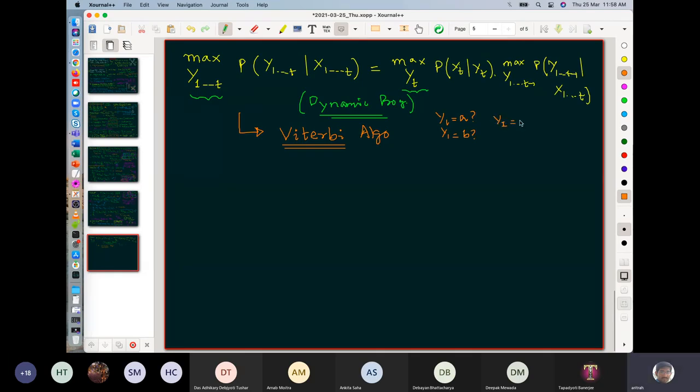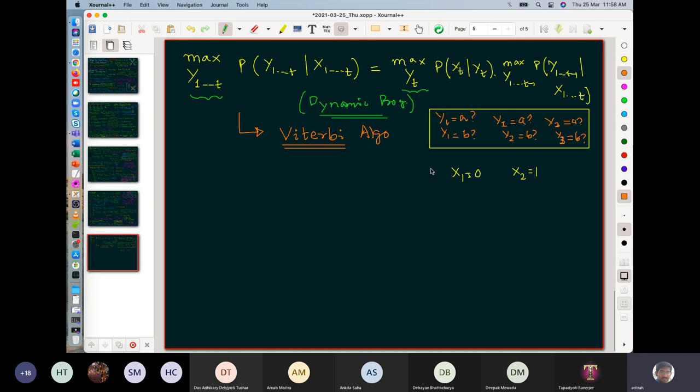The Viterbi algorithm is nothing but trying to make a likely explanation of whether this is this or this. The second state is A or B. The third state is A or B. I do not know anything about the states. I only know that for x1 I got a 0. Let's say for x2 I got a 1.